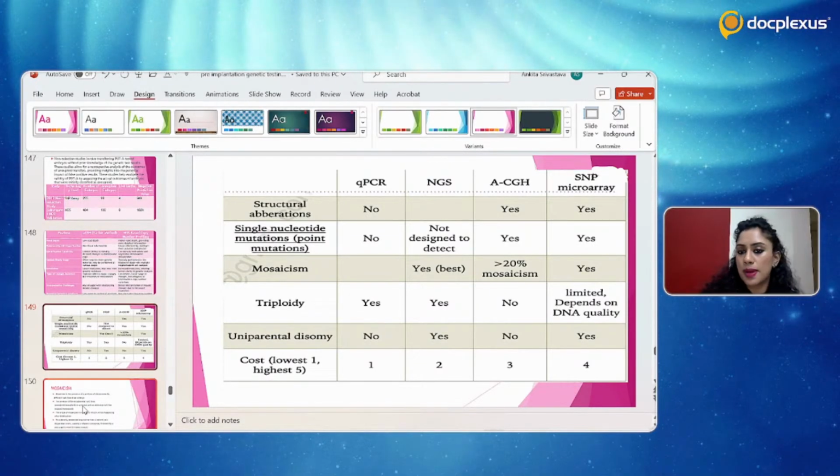Mosaicism is best picked up by the next generation sequencing. And if the mosaicism is more than 20%, it can be tested. It can be picked up by the CGH to some extent as well. Triploidy can be picked up by the quantitative PCR and by the next generation sequencing, not by CGH and not properly by the SNP microarray. Uniparental disomy can be picked up by the next generation sequencing and the SNP microarray. The cost is lowest in the PCR and highest in SNP microarray.